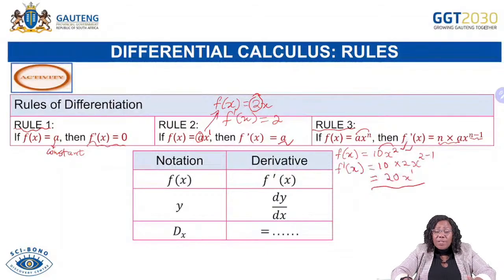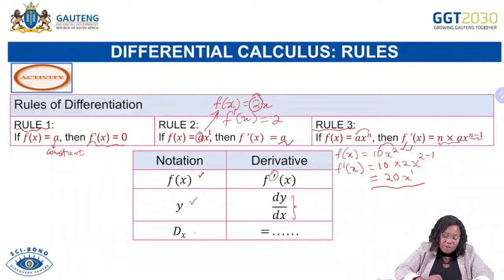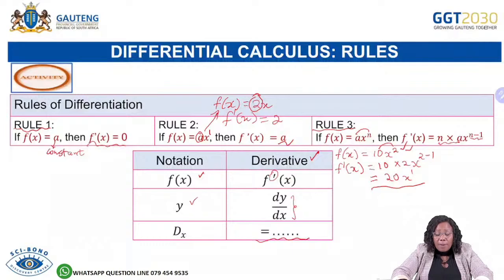Now, before we start deriving, we must be careful about the notation. Sometimes your equation will be given in terms of f at x, as they have elaborated there on your rules. If that is the case, when you derive, we must see this dash here to show that you are now deriving. And if it is given as an equation of y equals to, then we must see a dy/dx that you are now deriving, grade 12. If it is given in terms of dx, as you derive, that dx must disappear. We must see only your derived values there.